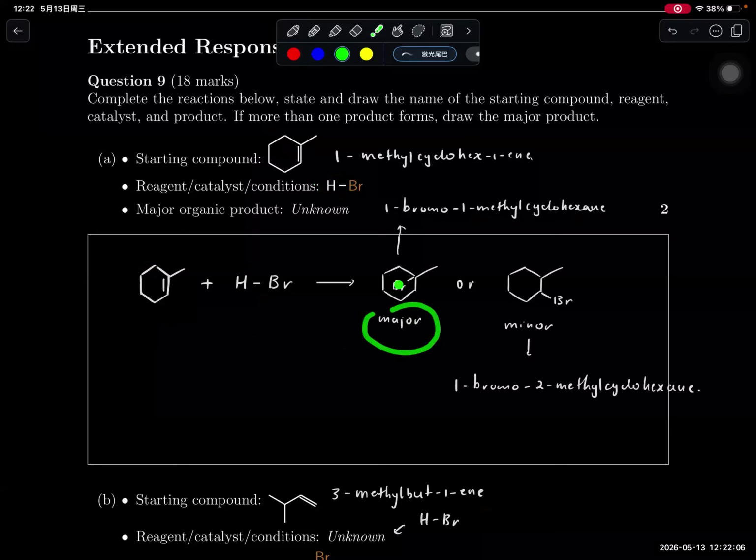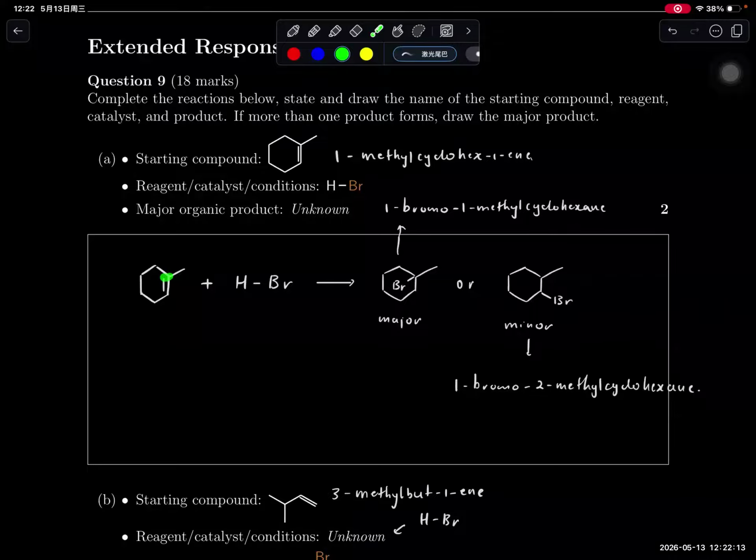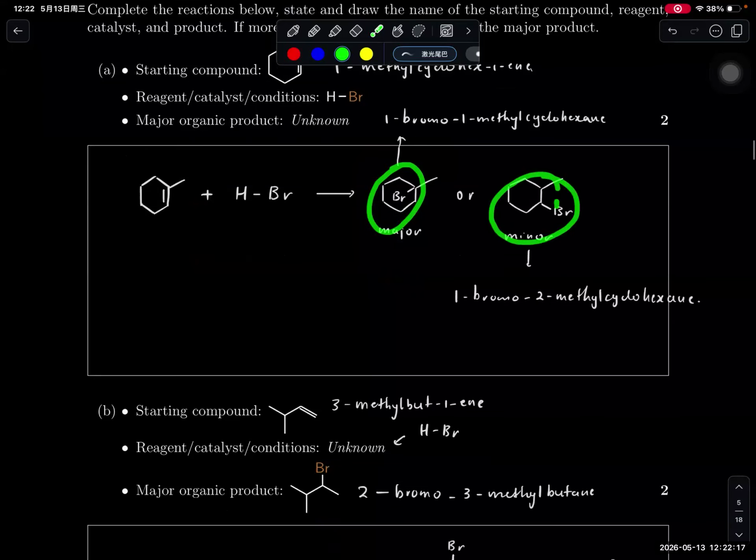Remember that the Br is more likely to be attached to the carbon here. This carbon has no hydrogen on it, and has a lot of carbons surrounding it. So by Markovnikov's rule, this will be the major product. The other one will be the minor product.